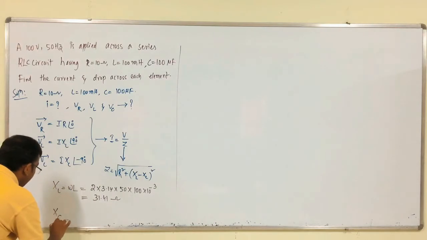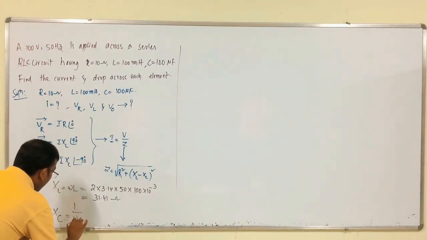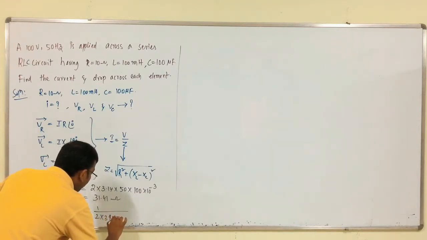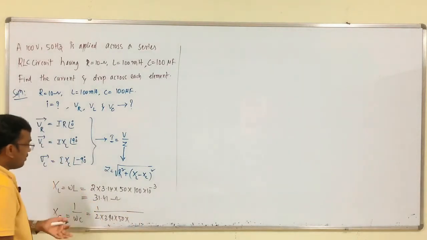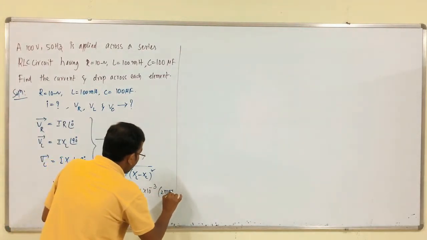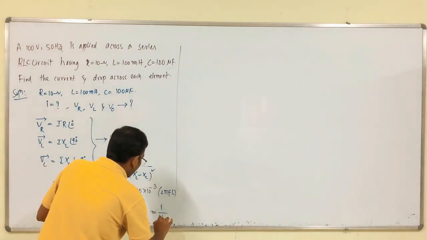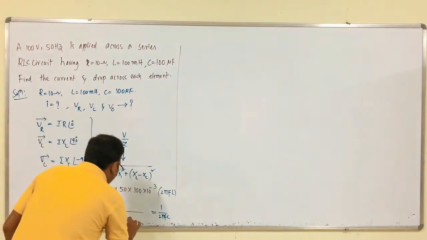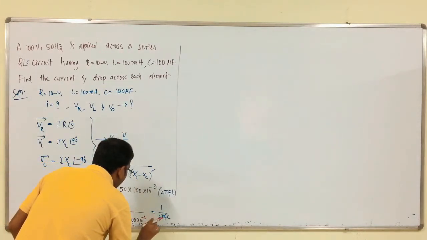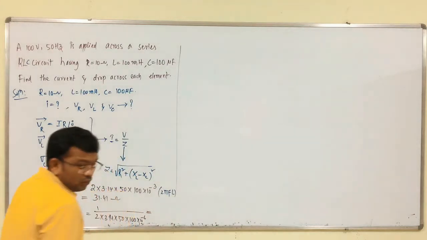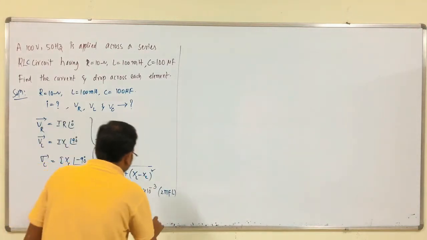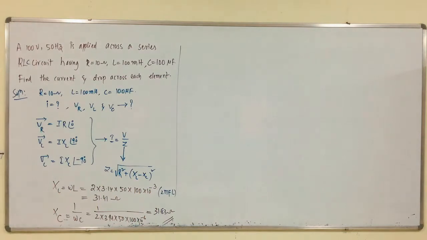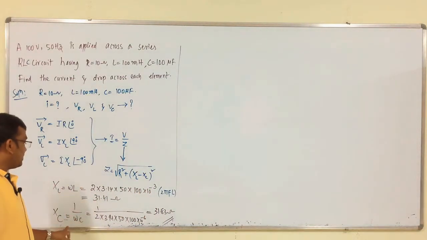Like this, XC is equal to what? 1 by omega C, which is equal to 1 by 2 into 3.14 into 50 into what is the value of C, that is 1 by 2 pi FC. So 2 pi FC, what is C? 100 into 10 power minus 6, which is equal to 31.83 ohms. So from this, XL is 31.41, XC is 31.83.